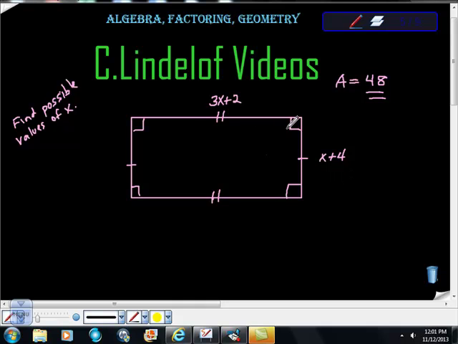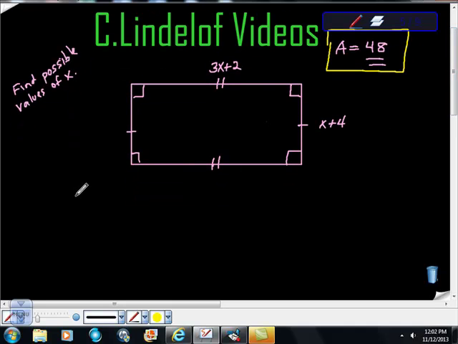We're given this rectangle. We're told that the sides are congruent here and here and here and here. And we're told that the area is equal to 48, and we're asked what are the possible values of x. So we know that the area of a rectangle is equal to length times width, or base times height, or however you want to do that.